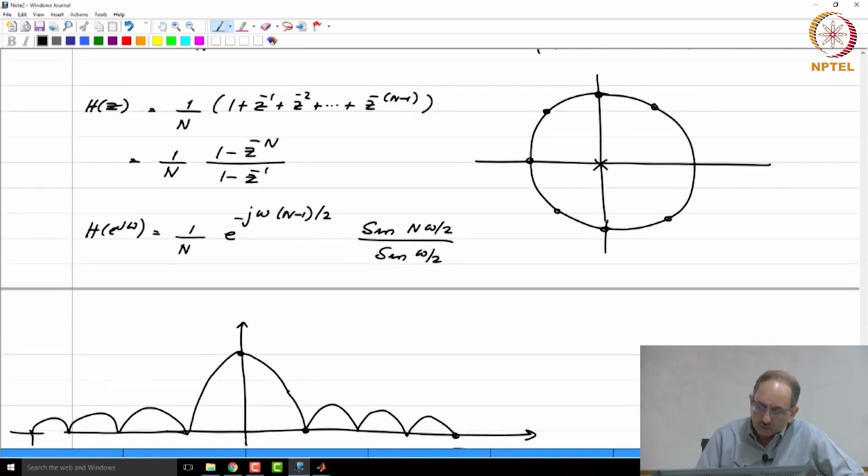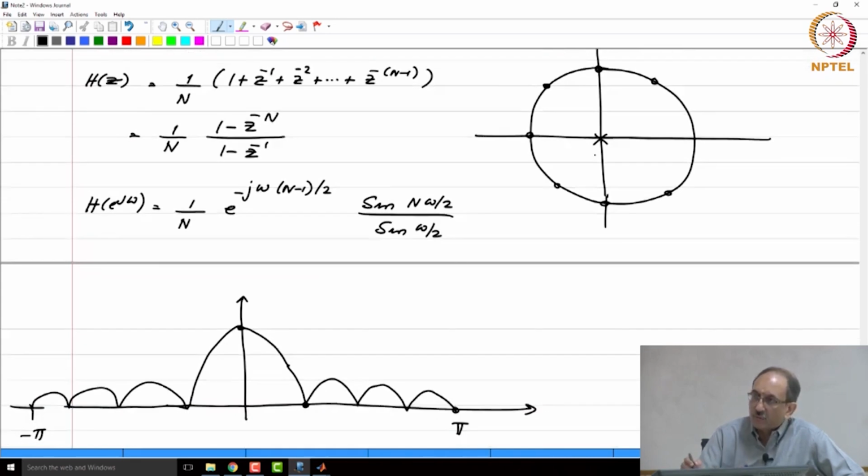In my notes, I will put the precise MATLAB plot corresponding to some value of n, say n equal to 8. I will calculate the exact frequency response and make it part of my notes.